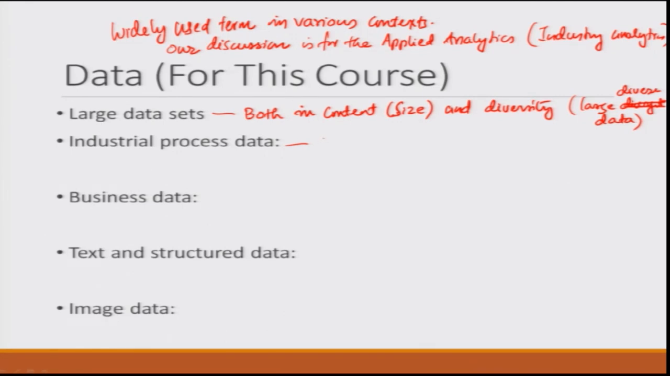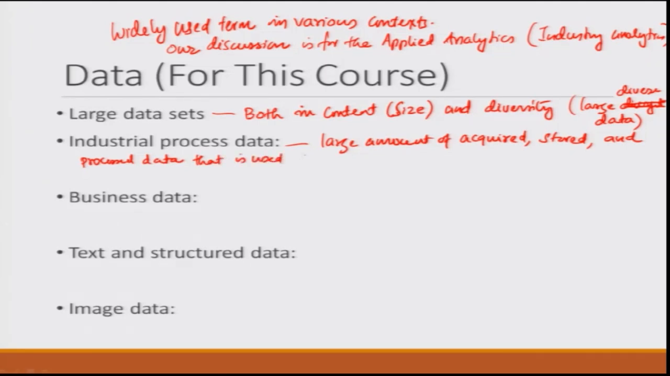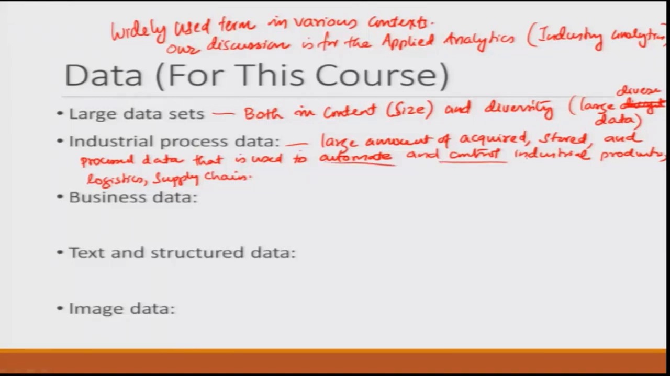So what is industrial process data? It's typically a large amount of acquired, stored, and processed data that is used to automate and control industrial production, manufacturing or logistics, supply chain, etc. So you have a large amount of acquired, stored and processed data that is used to automate and control industrial production, logistics and supply chain, because typically you are dealing with industry processes.